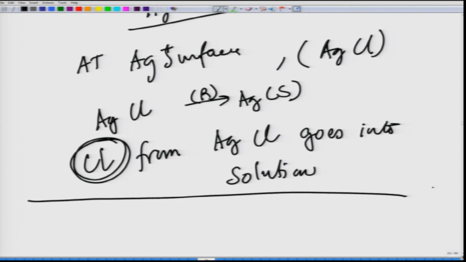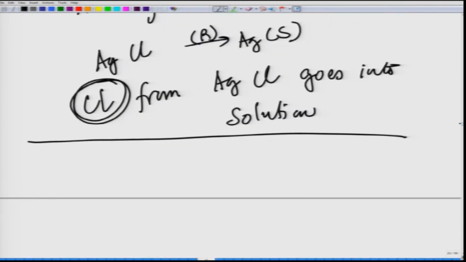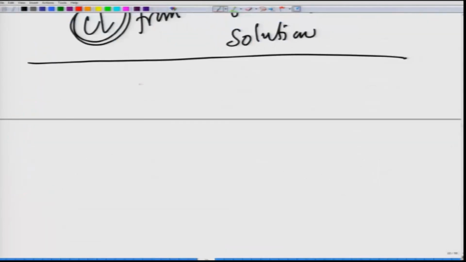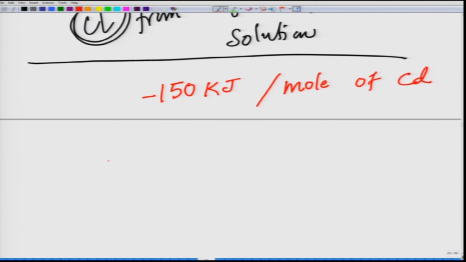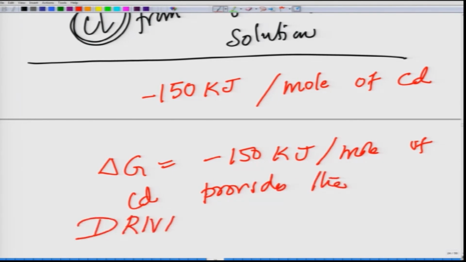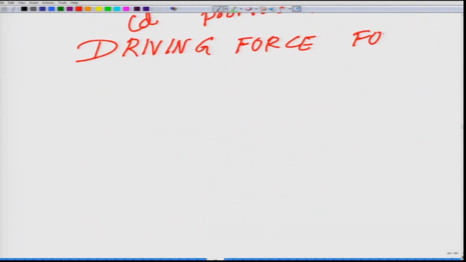And here is the important part, you might be wondering where I was talking about all this free energy. So, the free energy change for this net reaction, the net reaction being shown here, for this whole reaction, the free energy change is minus 150 kilojoule per mole of cadmium. So, this free energy change, delta G equal to minus 150 kilojoule per mole of cadmium, provides the driving force for this reaction to occur.